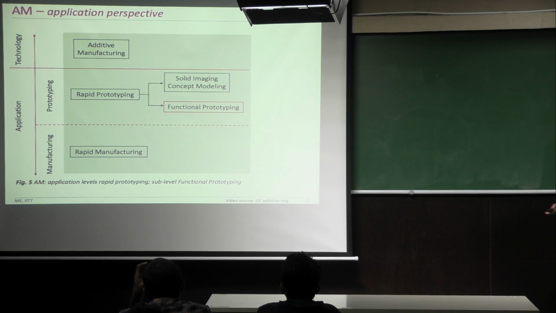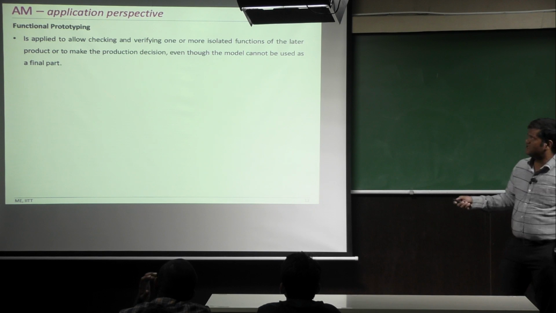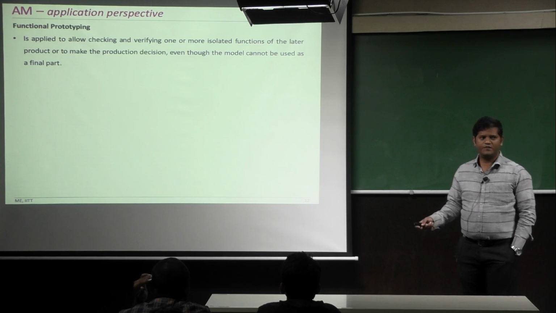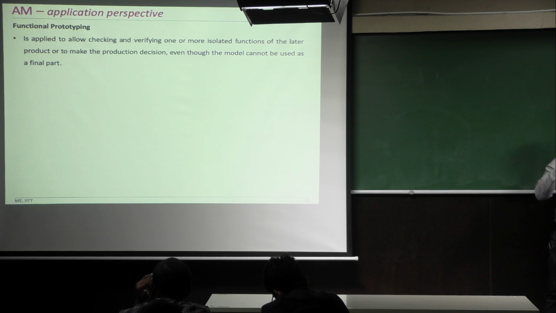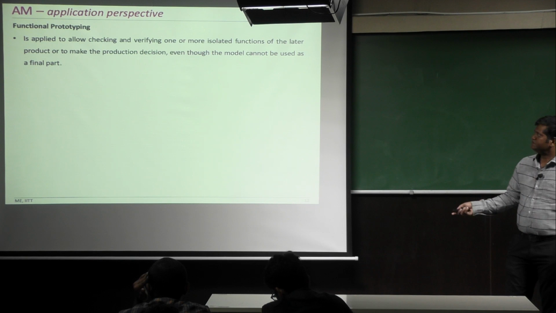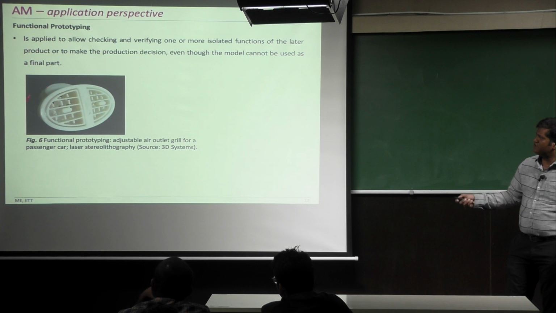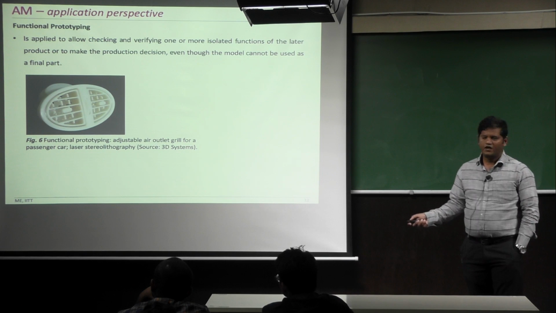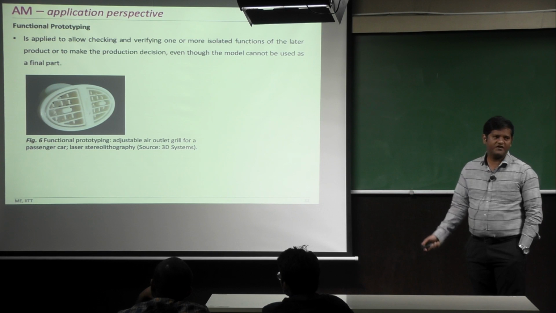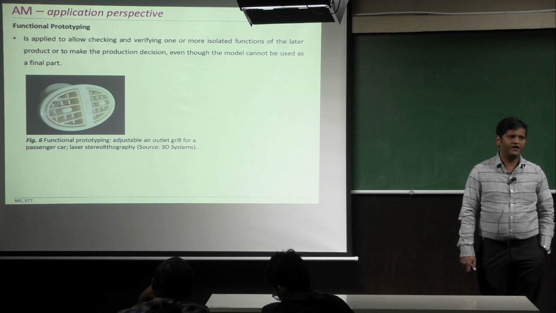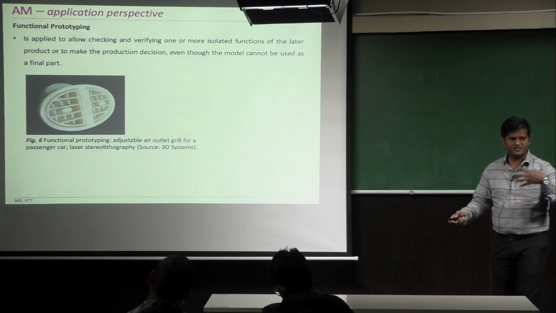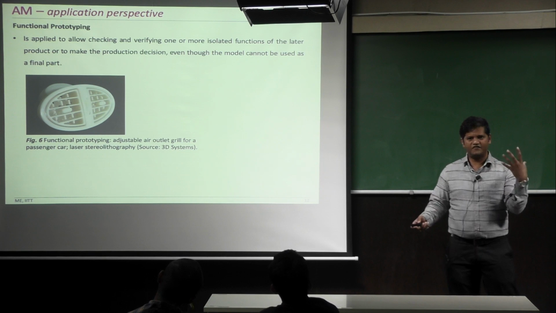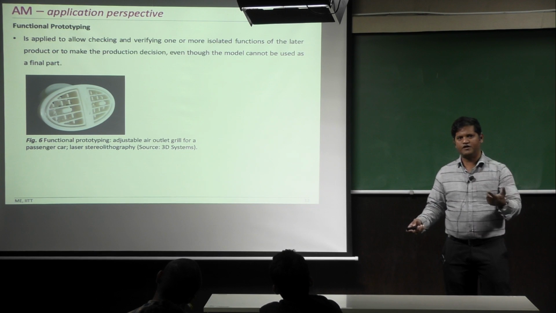Next one is the functional prototyping. So here this is the actual product, that means in the sense the prototype which you can put in the service, okay. For example, this is the functional prototype of adjustable air outlet grill for a passenger car, and this is manufactured by stereolithography, okay. So here you can put it to the service, you can test it, you can put it on the car and you can test its functionality, and if there is any flaw, it can be rectified in the final design.